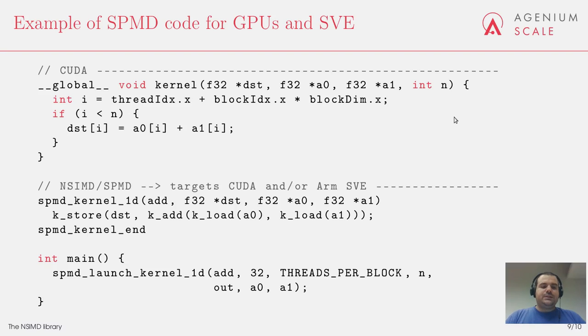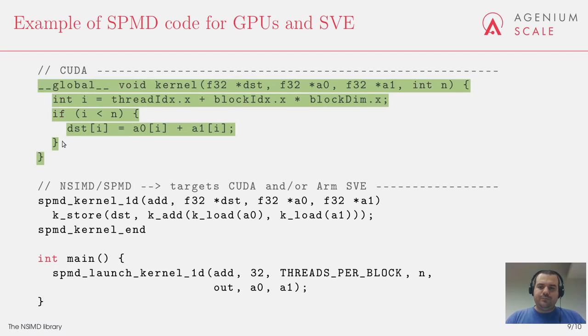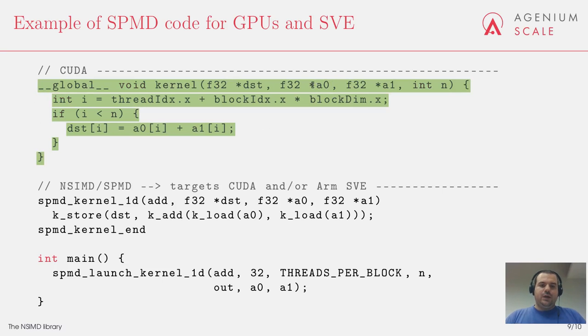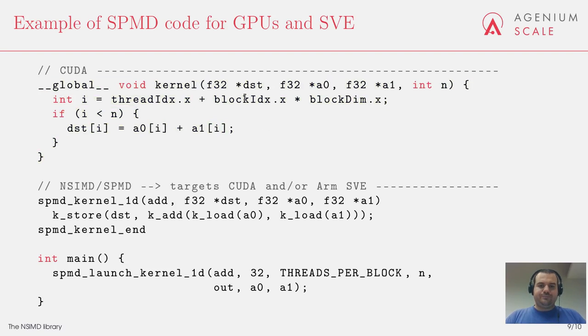As you can see in the following example, this is an addition of vectors. At the top you have the CUDA kernel. This is a very usual CUDA kernel. You take your input, you add them, and you put the result back into DST.